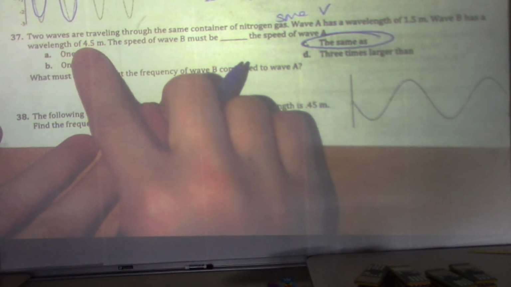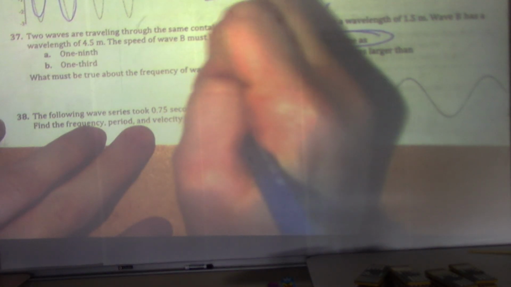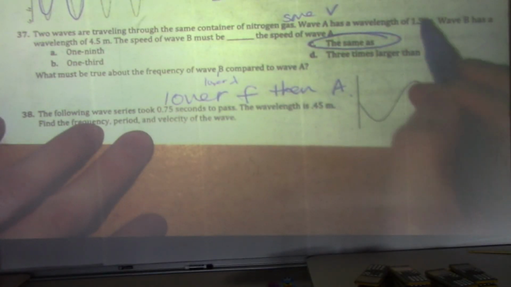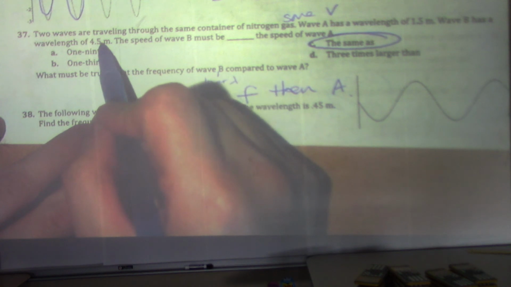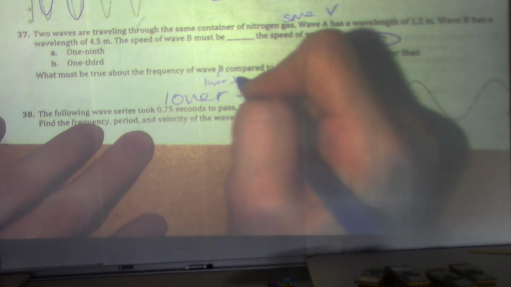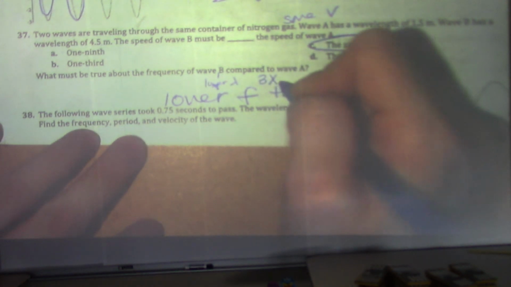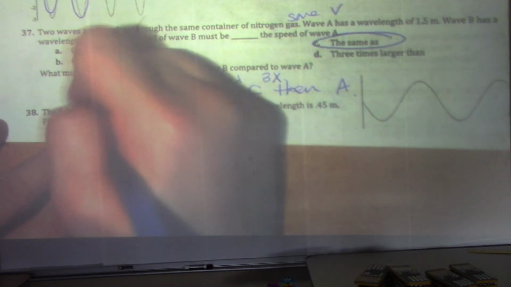So B has a longer wavelength than A, which means it has a lower frequency than A. And if you really wanted to, you could say, okay, 1.5 and 4.5. So not only does it have a longer wavelength, it has 3 times the length of the wave. So that would mean 1/3 the frequency of A. FB would be 1/3 the frequency of A.